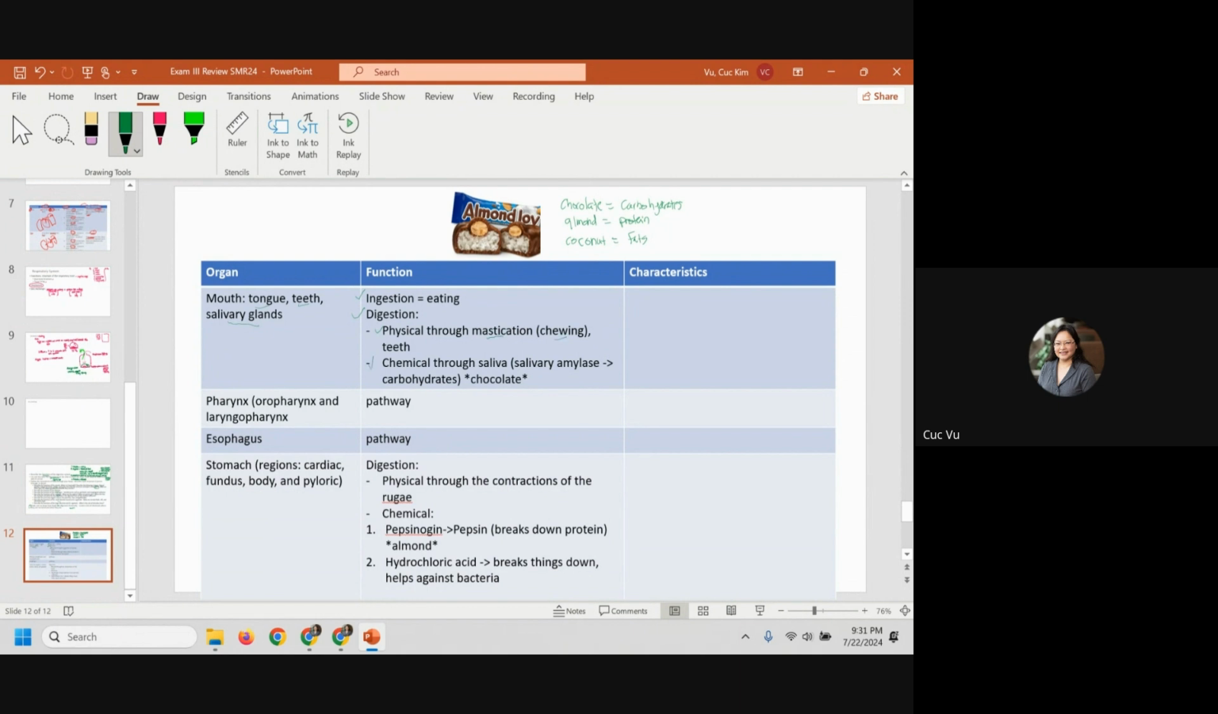It's chemical digestion because your mouth secretes saliva, and saliva includes the chemical that allows for chemical digestion, which is salivary amylase. It's an enzyme, and it's salivary because that's where it's produced. Amyl, that's what it breaks down. Amylase, it means carbohydrates. Okay, so salivary amylase in saliva is what breaks down the carbohydrates, or the chocolates.